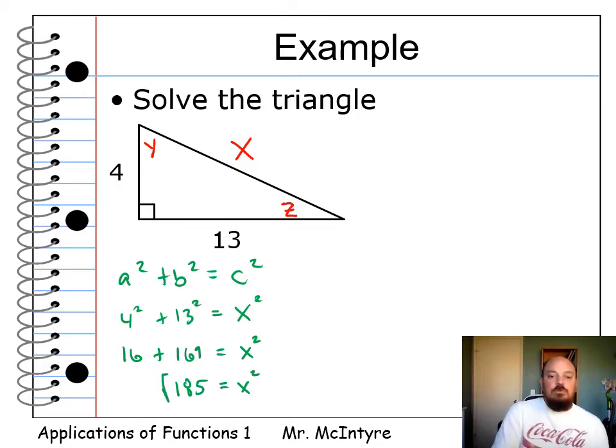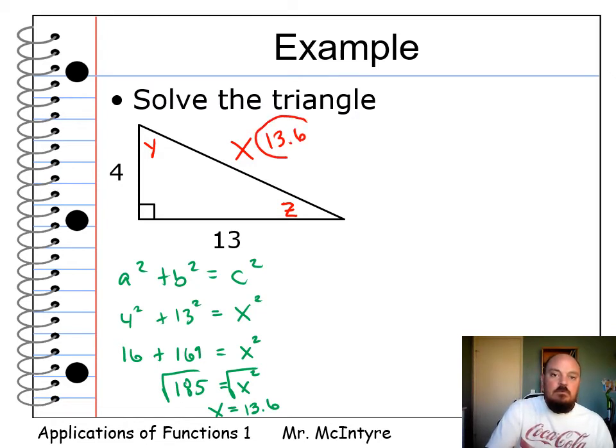Now, take a square root, and we'll have our first answer. We'll have x. So what I'm going to do, I'm going to use a calculator. I'm going to pause the video for a sec. And what we get for x is about 13.6. So I'm going to put that up here. And that's the first part of our answer. Now remember, you have to find three things. We just found one of them. We found x. So now let's find y and z.